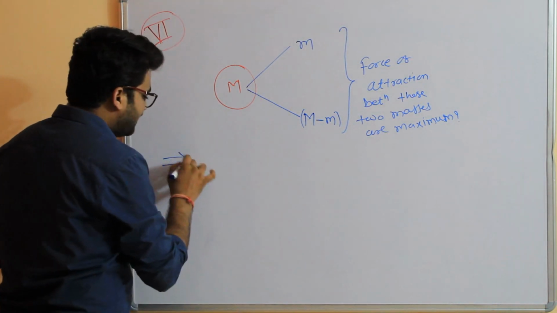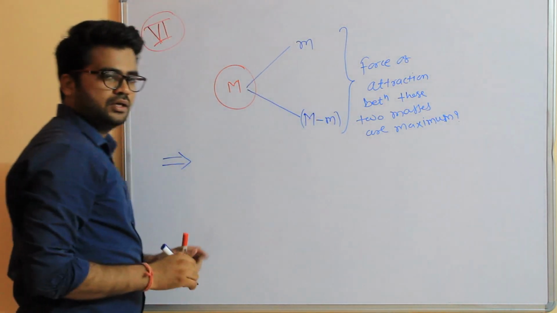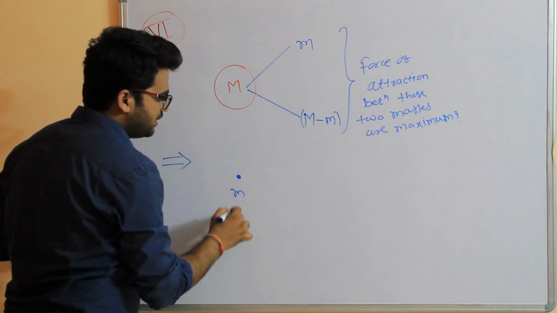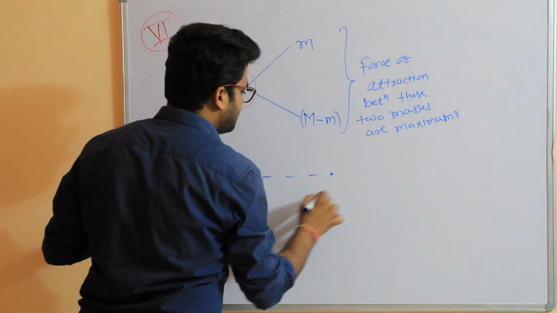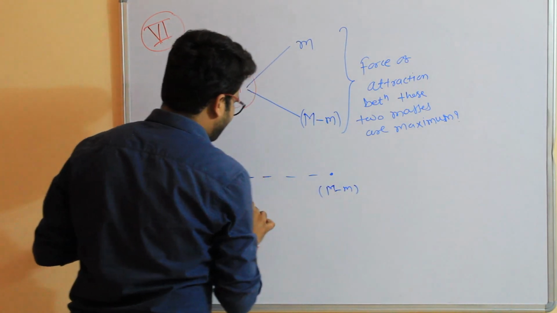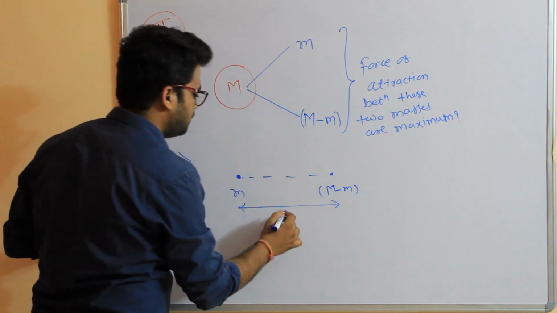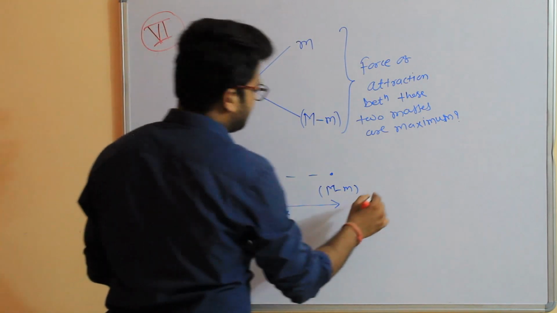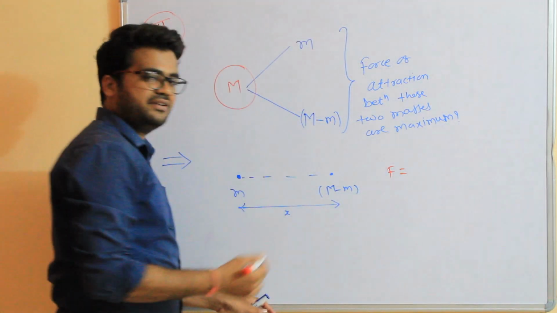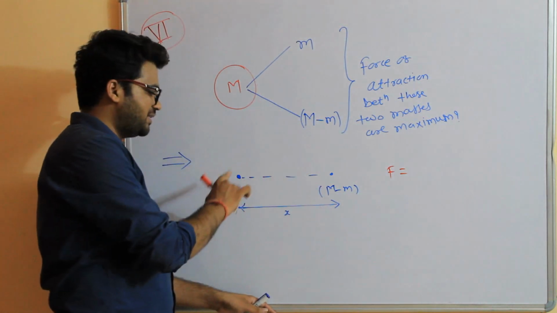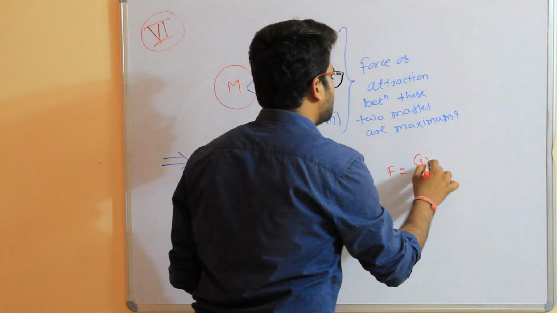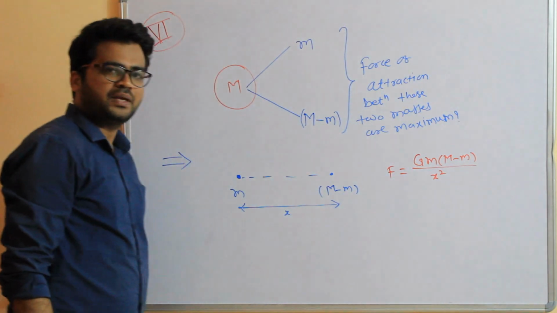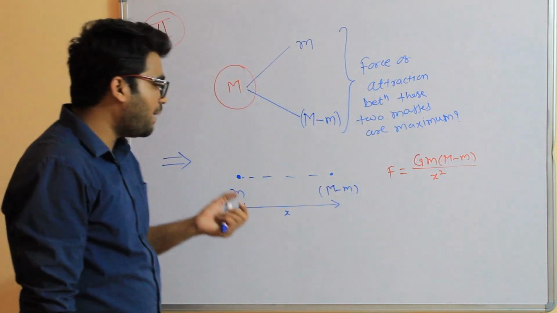Now see, it's very simple. Now the variable is small m. Let us consider the capital M is split into two parts, that is small m, and this one is capital M minus small m, and these two are placed at a certain distance, supposed to be x. Now what is the force of attraction between these two masses? That is Newton's gravitational law. By using Newton's gravitational law, we can say F is equal to G small m into capital M minus small m by x squared. Now the variable is small m and we have to maximize the function.